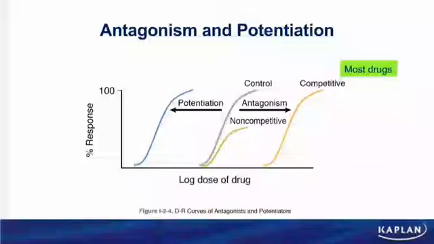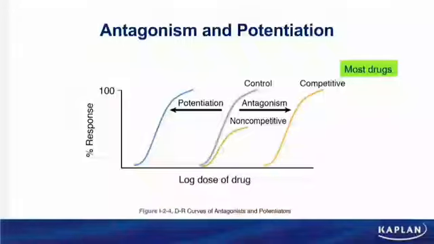This graph allows us to talk about the concept of competitive and non-competitive antagonism, and also to look at the concept of potentiation. If you look right in the middle of this graph, you see what's labeled as control. Well, the control in this case is actually the agonist drug. And on the x-axis, where it says log dose of the drug, we're actually plotting the log dose of the agonist.